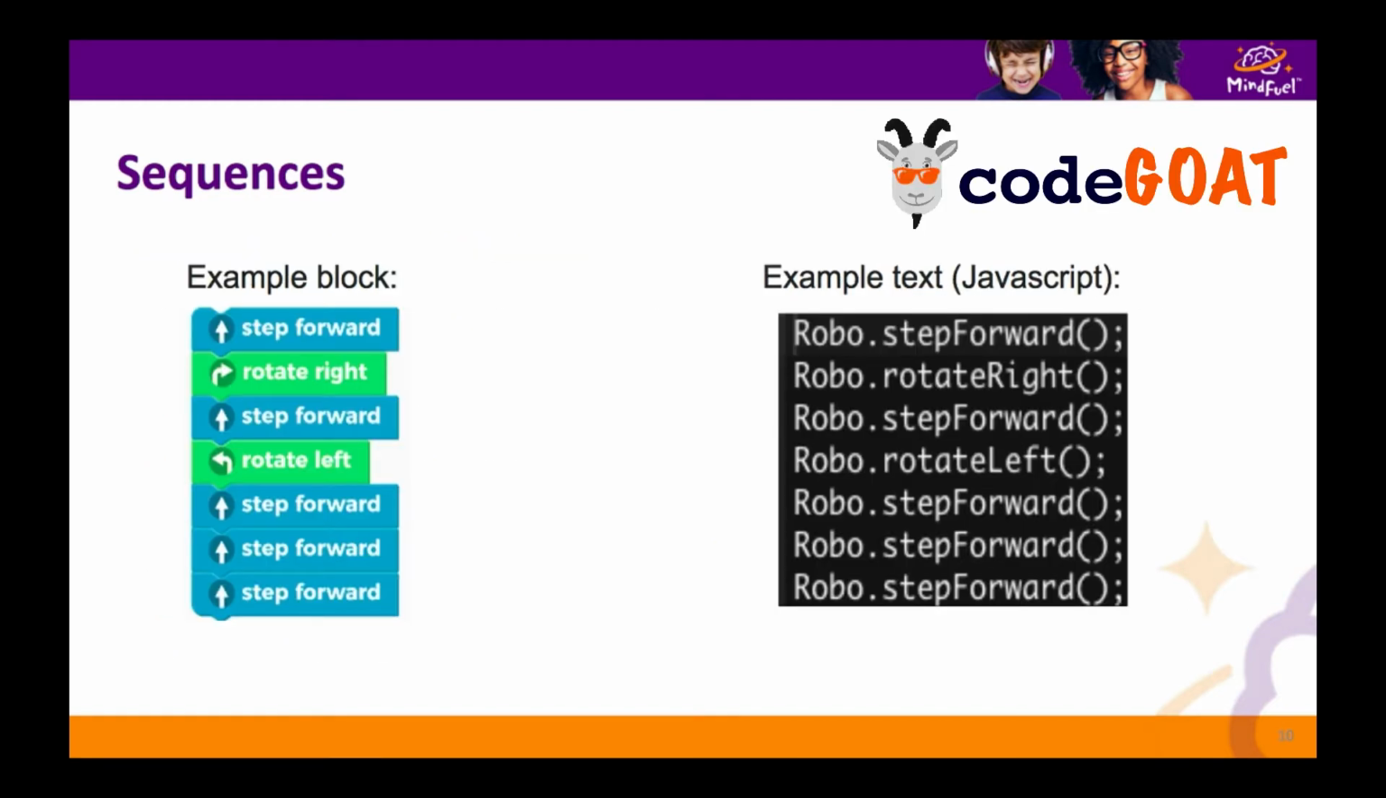Now let's look at an example of sequences in both block and text-based. Here, the blocks you will see are from codeGOAT.org, a game-based coding platform, and the text language is represented in JavaScript.